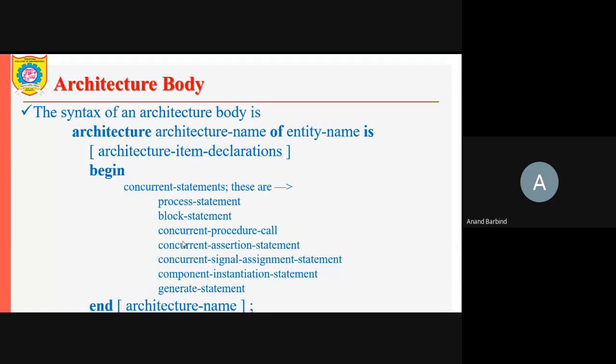As far as behavioral modeling is concerned, you will be using the process statement to describe the behavior of your circuit. After you have written all these statements to describe your circuit, then you write the end, and then you write the name of the architecture, which you have already written here. So this is the syntax of the architecture body.